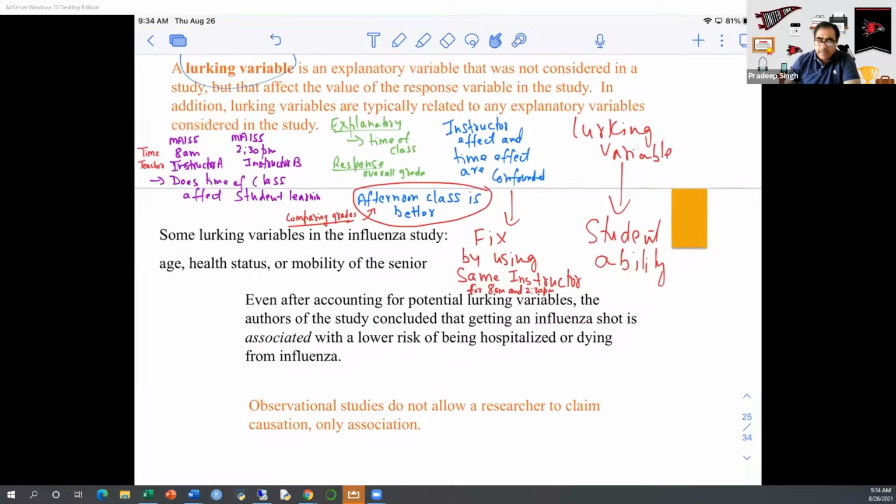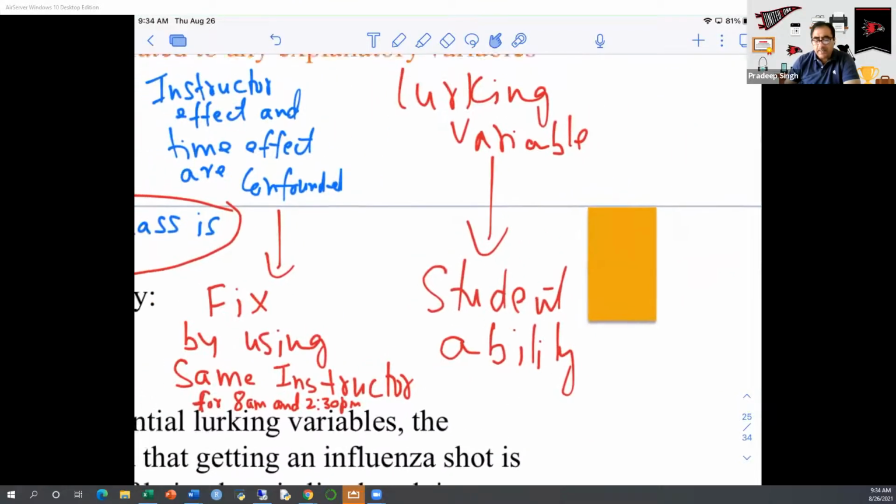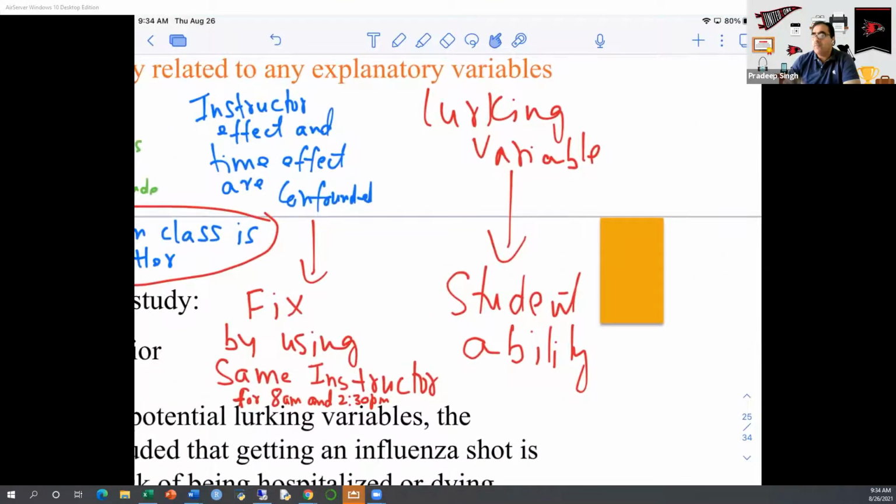Now the lurking variables, right? That's another problem which can come. So let's say even if we have fixed this, and the same instructor is teaching both times, and still afternoon comes out to be better, then we have to see whether there is a lurking variable or not. And what is the lurking variable? The lurking variable is the students in the class, right?